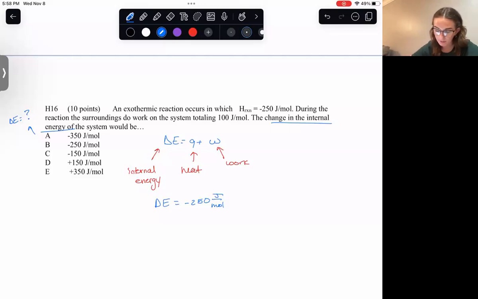At the same time, during the reaction, the surroundings is doing work on the system. So if the surroundings is doing work on the system, is that going to be positive work or negative work? Yes, this is positive work. Right, and how I think about this, right? If the surroundings is doing work on the system, I think about going to get my hair done, right? Going to get my makeup done, something like that, right?